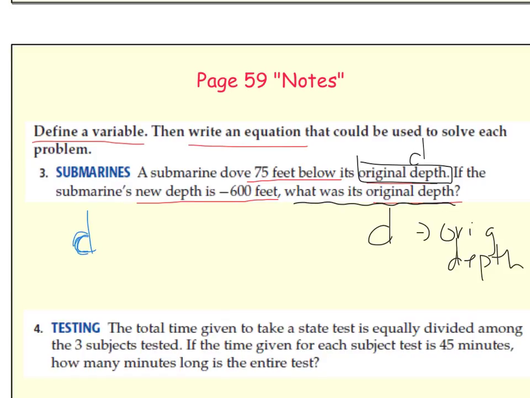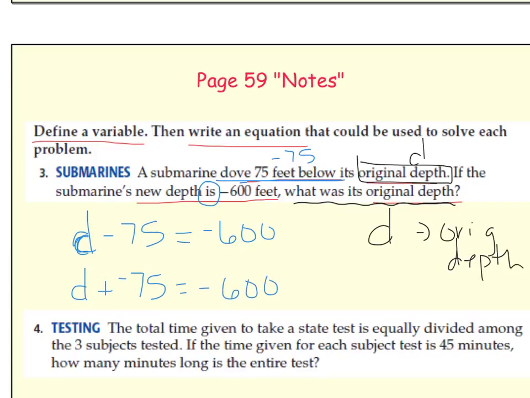So my submarine, from its original depth, dove 75 feet below. Well, that's a negative 75. So I could write this as, from the original, I went down 75, or I could say I'm adding a negative 75 deficit. If its new depth is, meaning equals, that means after I dove, I ended up at negative 600. So either one of these equations would work, because it tells me from the original depth, I went down 75, and I ended up at negative 600.